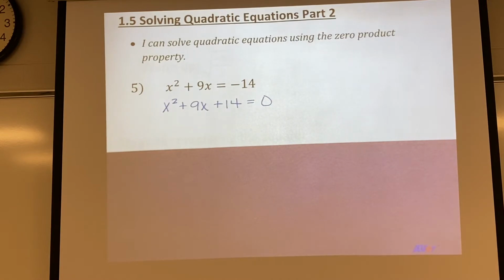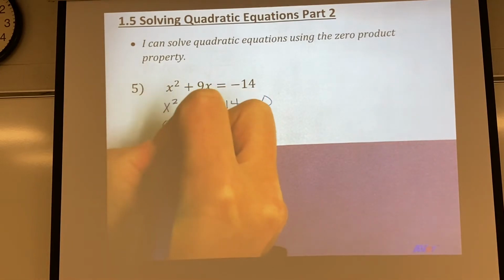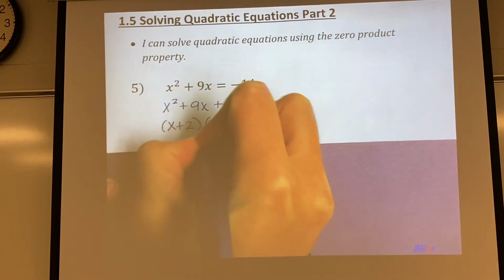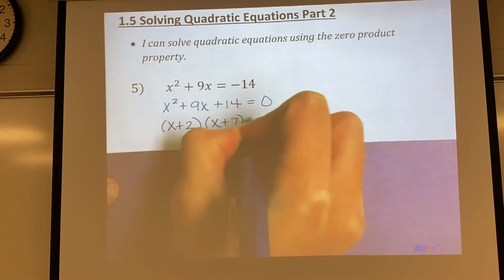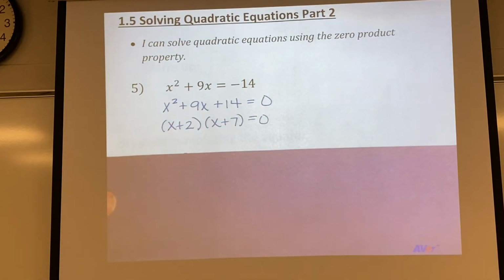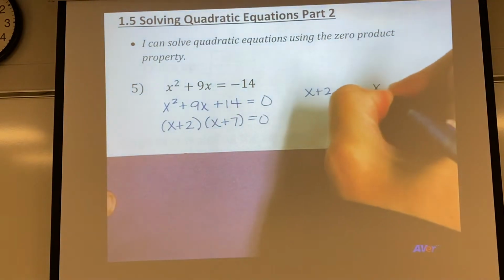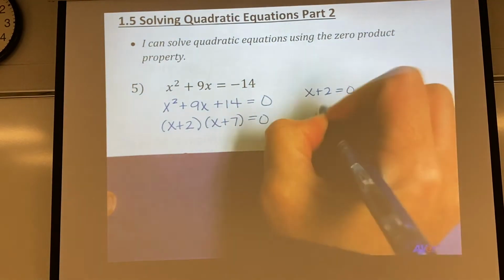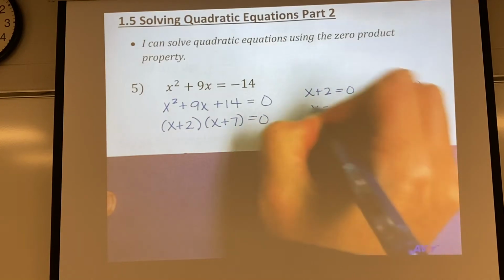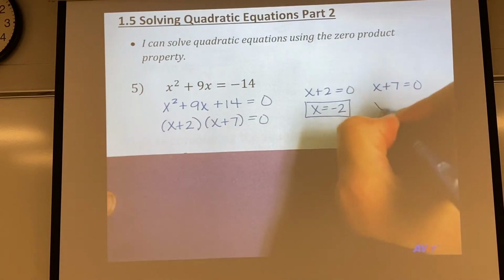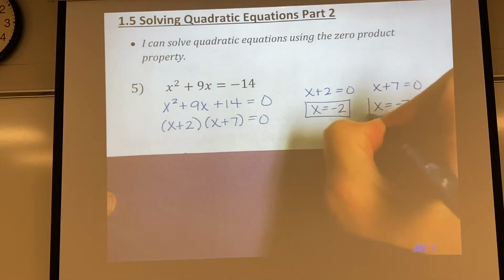Again, if I'm going through the factors, I'm going to say 1 and 14, 2 and 7. Oh, 2 and 7 work. So I'm going to have x plus 2 times x plus 7. And then I'm going to set each of those equal to 0. So x plus 2 equals 0 and x plus 7 equals 0. So I find out that x could be negative 2, but also x is negative 7.